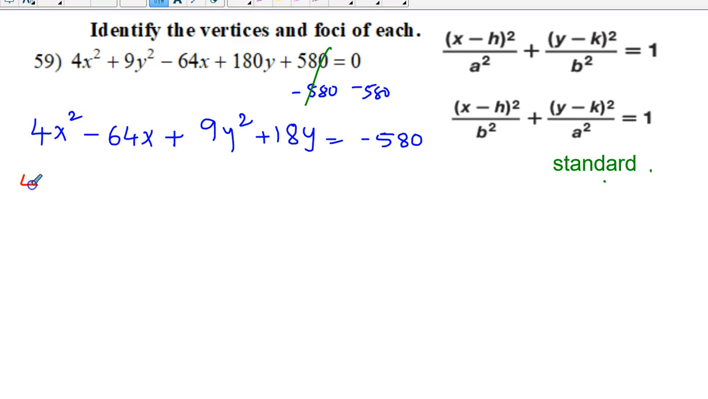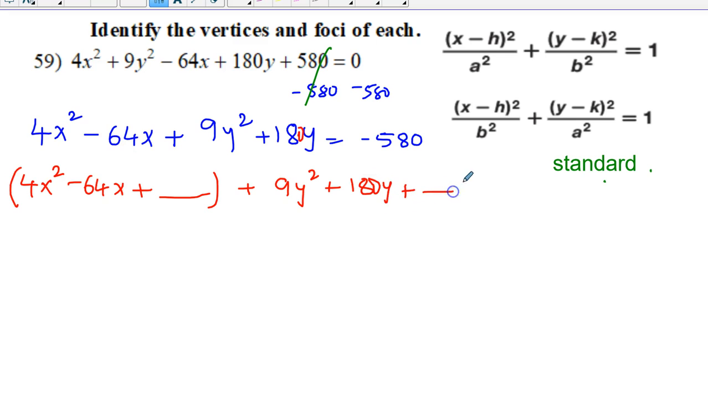Further, 4x square minus 64x plus a number, I should get it here so that it becomes a perfect square like x minus h whole square, and we don't know what goes into this. So let's hold on. Then 9y square plus 180y plus, I'll leave a blank, is equal to negative 580.